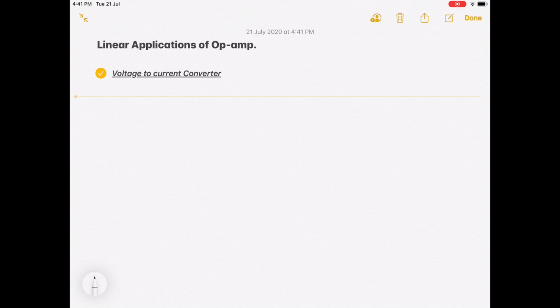Hello everyone. Today under the linear applications of op-amp we will learn about voltage to current converter as well as current to voltage converter using op-amp.